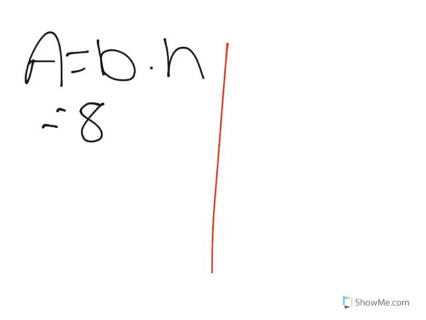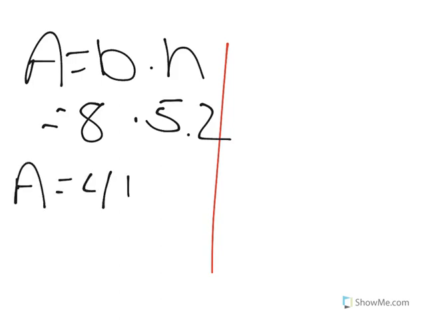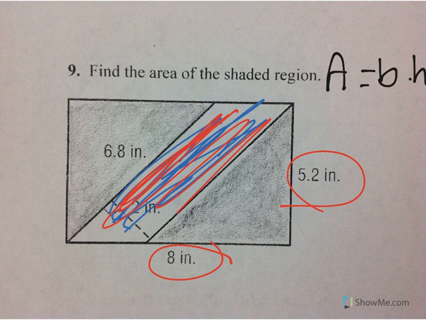So I actually got two problems to do. So the first thing I'm going to do is area equals base times height. My base is 8 inches. My height is 5 2/10 inches. So when I multiply 8 times 5 2/10, I'm going to get an area of 41 6/10 inches squared.